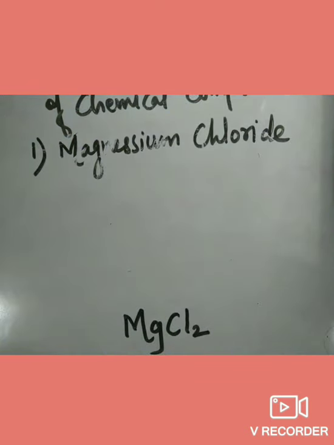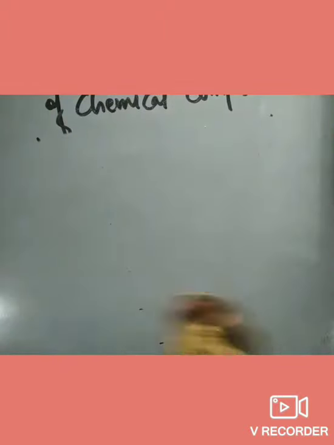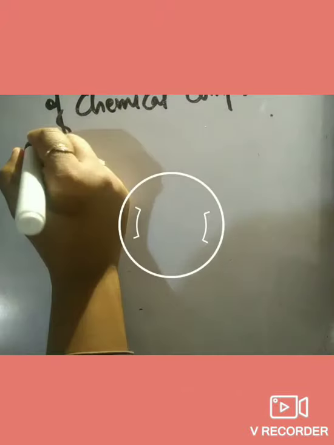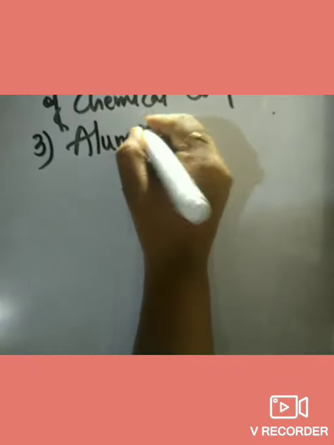Okay, now let's go to the next one. My next compound is aluminium chloride. Let's see what the formula of aluminium chloride would be.